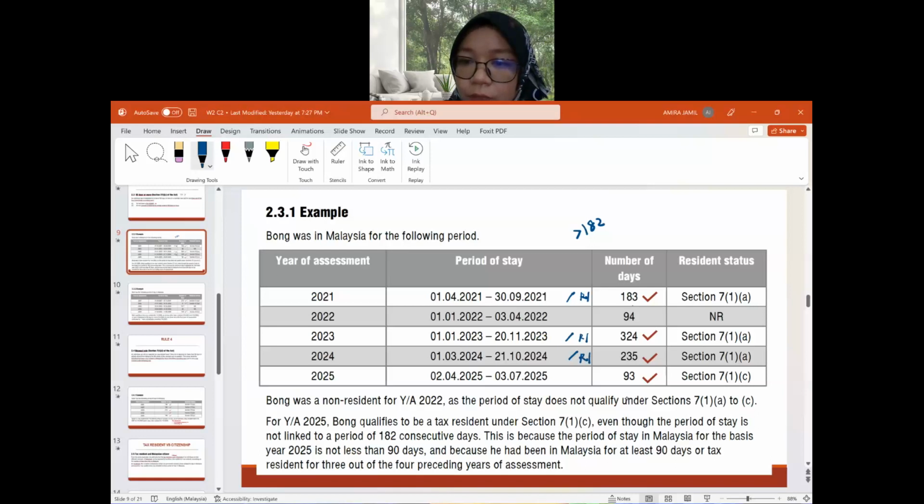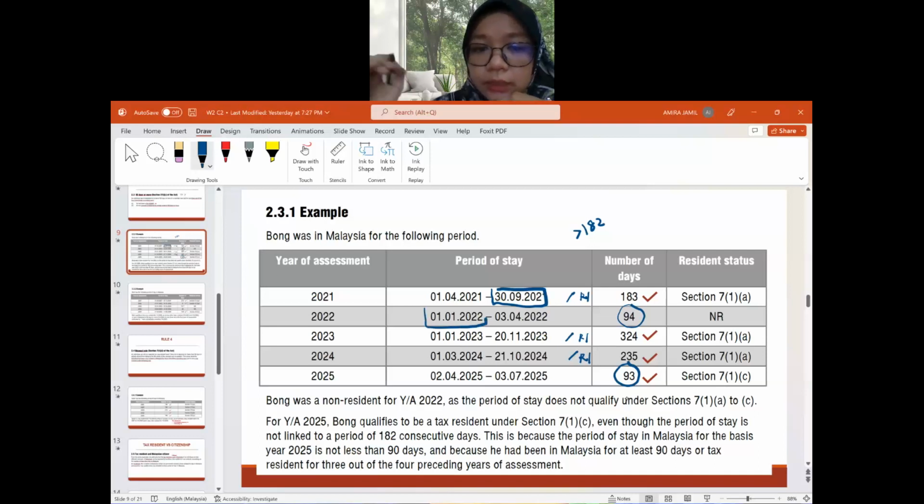Okay, and for this one and this one, 94 and 93. Okay, for this one, he is in Malaysia for less than 182 days. Okay, then can we consider rule number 2 to this one? Is it connected? This one, 30th September with 1st January? It is obviously not connected, so we cannot apply rule number 2 here.